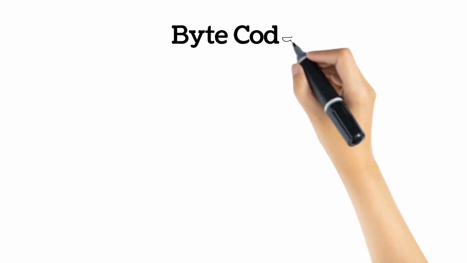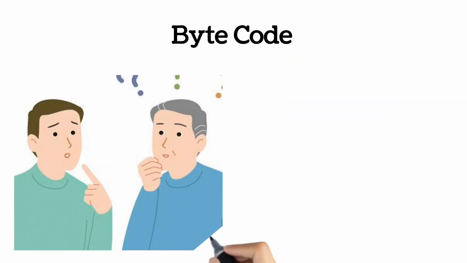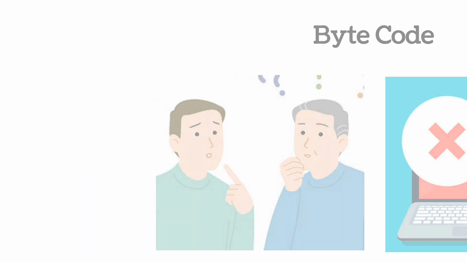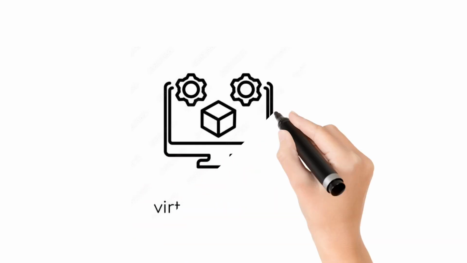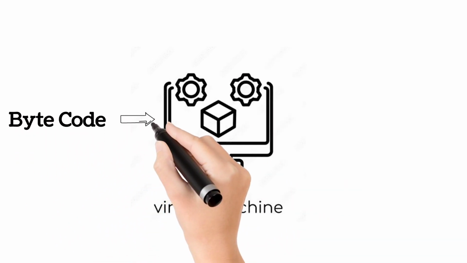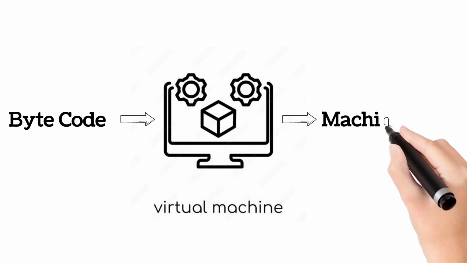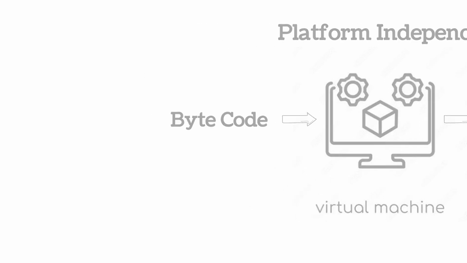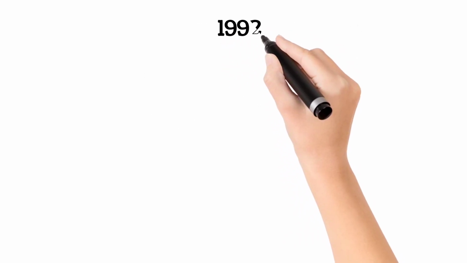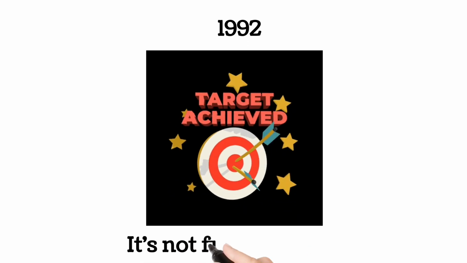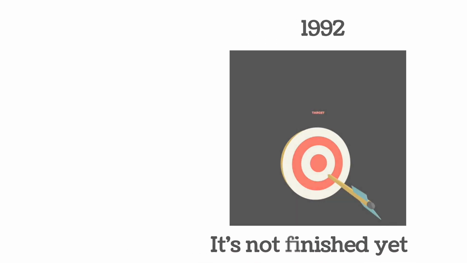For this purpose, they invented bytecode, which is not readable by human beings and not understood by machines. For this purpose, they invented the virtual machine, which accepts bytecode and converts it into machine code, and this process is called platform independence. In 1992, the target was achieved, but it's not finished yet.